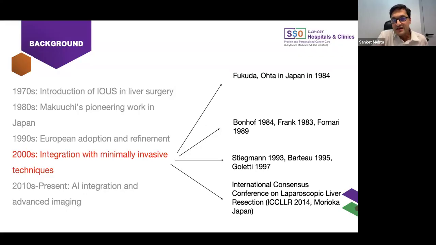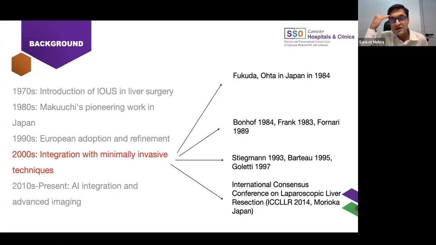Now, before this period, all these publications in the 80s were just diagnostic laparoscopies done using a laparoscopic ultrasound probe. Liver resection by minimal invasive technique was still a long shot and very far-fetched, which is why it was just an experimental procedure.